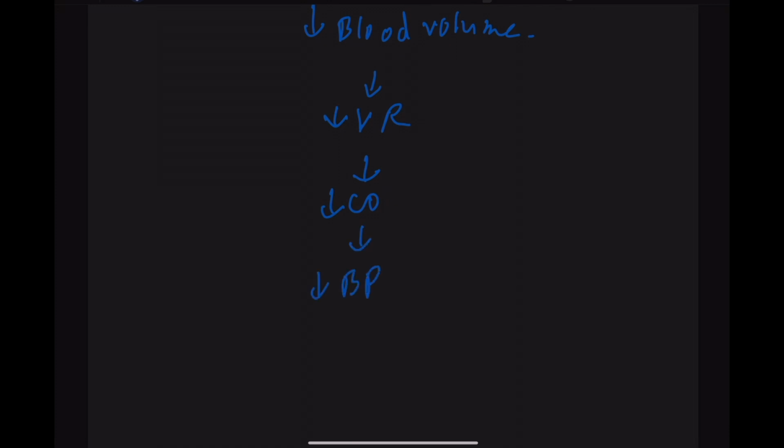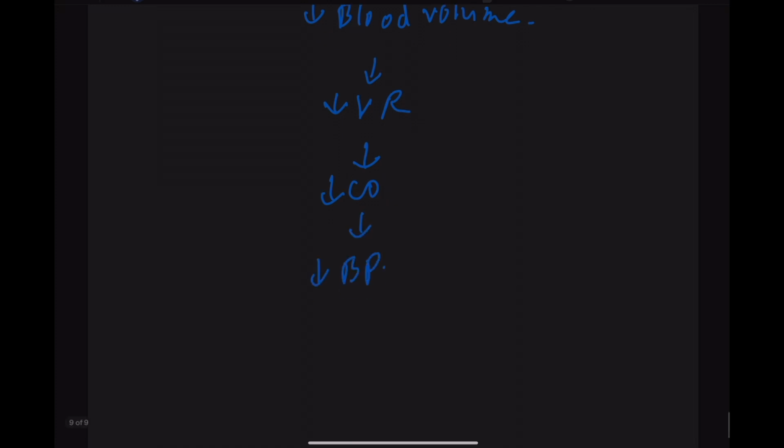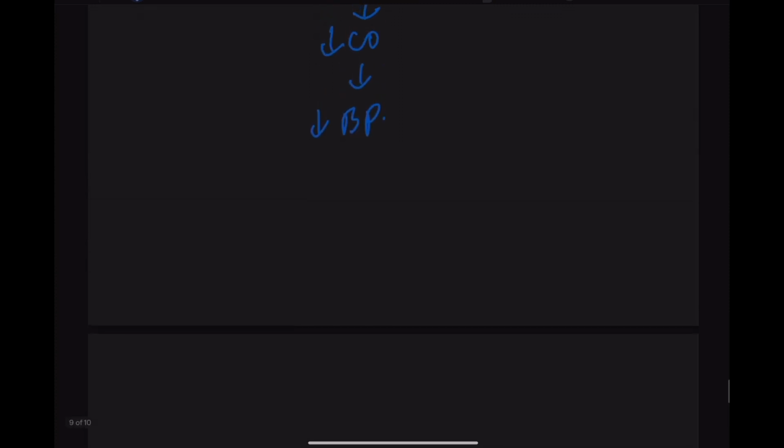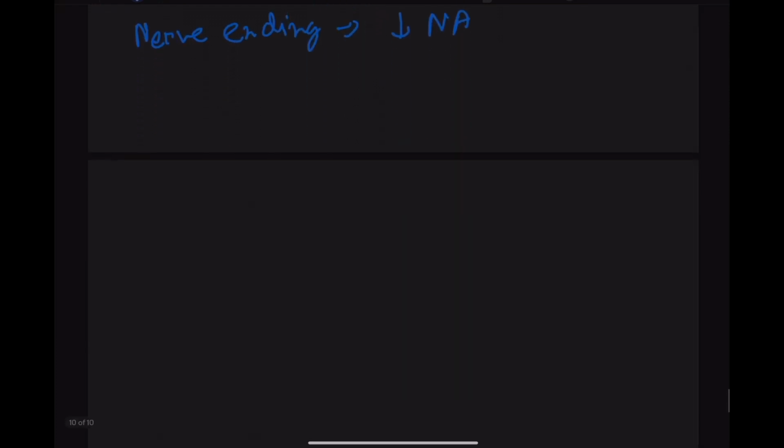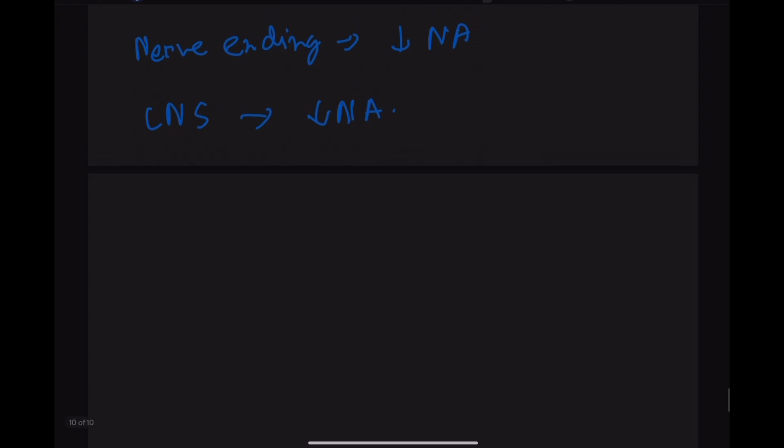Okay, it has effects on the nerve ending. In nerve ending, it decreases the noradrenaline release, and also in the central nervous system, it decreases the noradrenaline release, and noradrenaline increases the blood pressure by constricting the blood vessels. So by decreasing the noradrenaline release, it decreases the blood pressure.